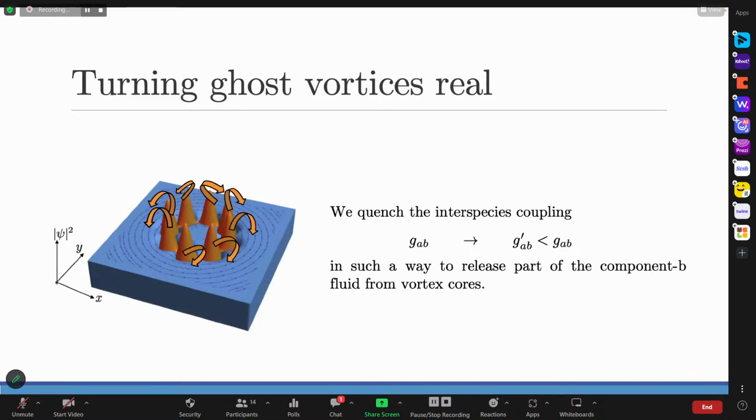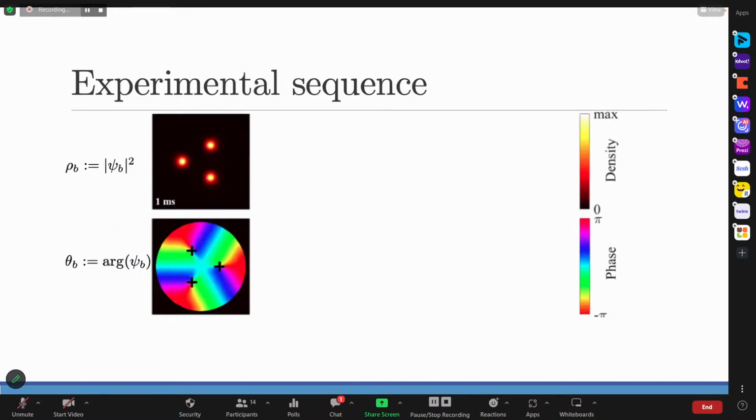This diffusion is strongly affected by the underlying presence of ghost vortices. So somehow, while diffusing, these orange atoms feel the presence of the ghost vortex, and they dress it, giving it a non-zero density background. Let me show a concrete example.